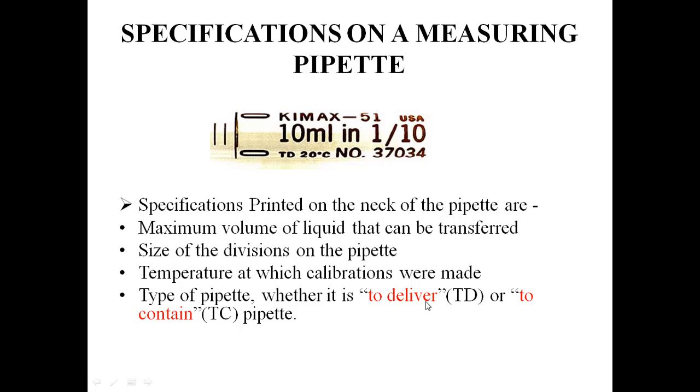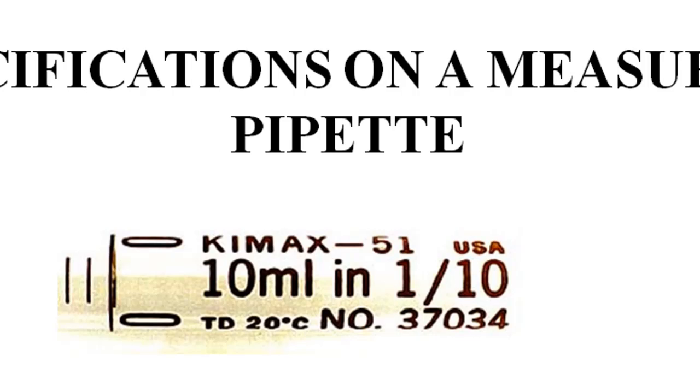Specification on the measuring pipette: you can see over here all the specifications which were already mentioned before. This is quite similar to that. Specifications printed on the neck of the pipette include the maximum volume of liquid, meaning how much liquid can be delivered by this pipette, which is mentioned over here. It is a 10 ml pipette. The size of the division on the pipette means 1 division carries 1 ml, or 10 divisions, meaning 1 by 10.